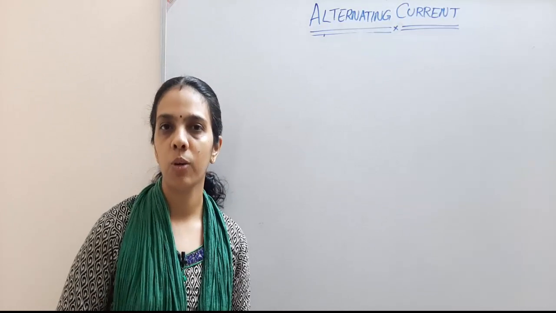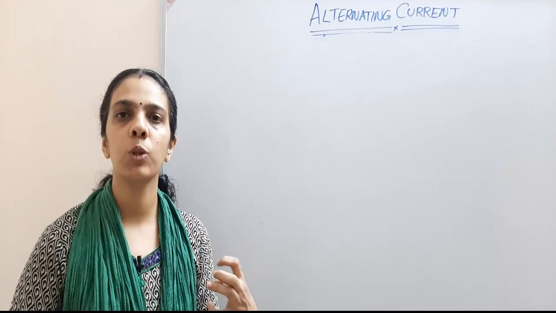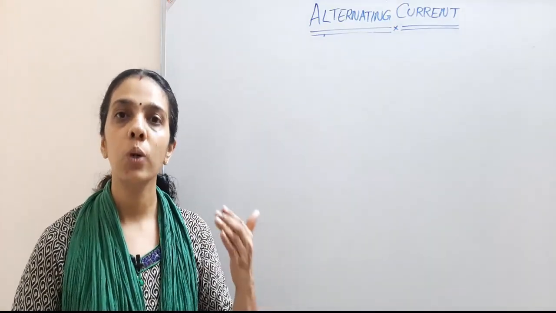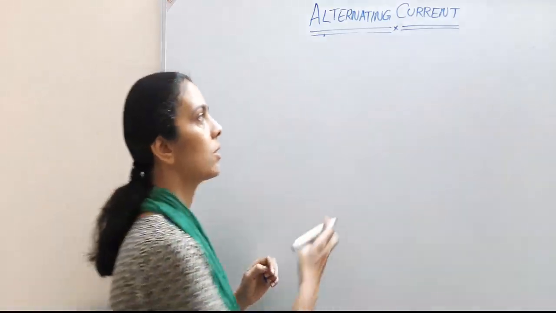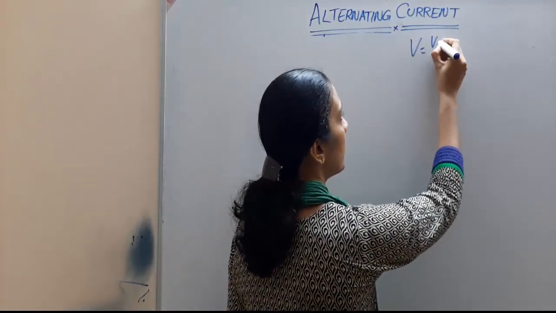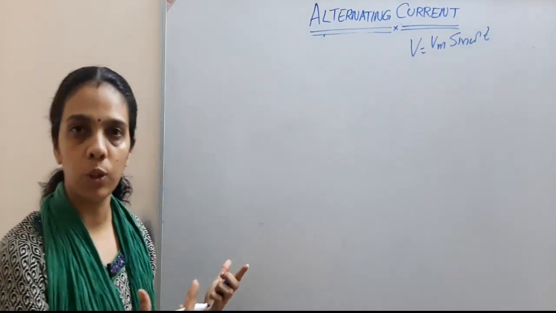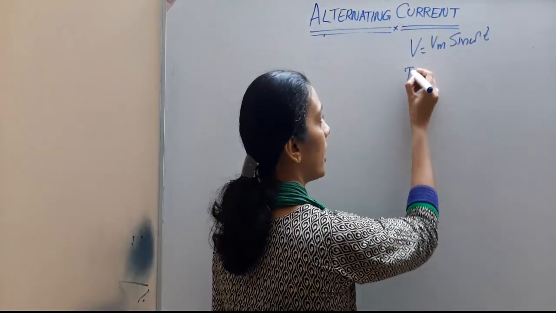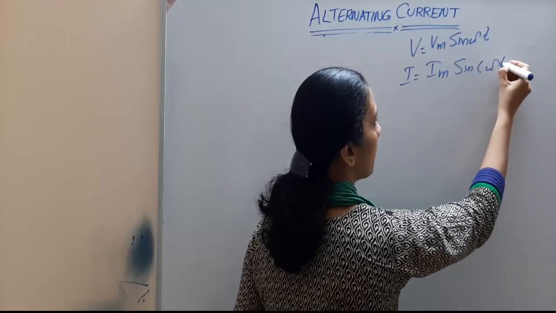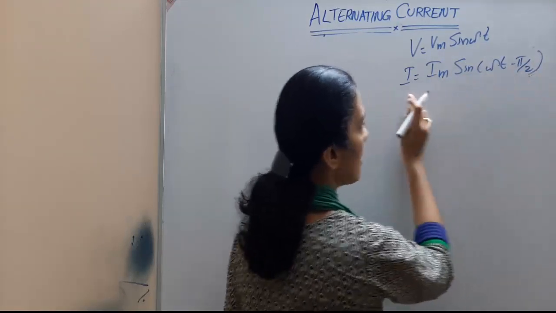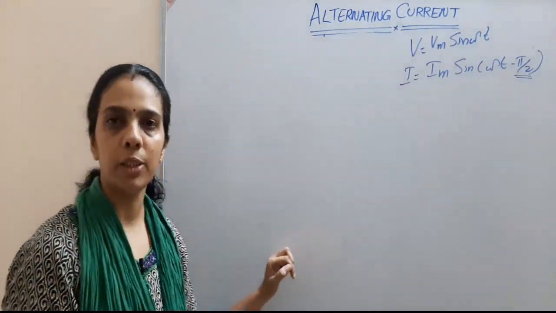Last class we learned about the AC voltage applied to an inductor. While an AC voltage is applied to the inductor, how will the current be? The voltage is given by V equals Vm sin omega t, right? So what was the current value which we got? Im sin(omega t minus pi by 2). That is, current is lagging behind the voltage by pi by 2, right?